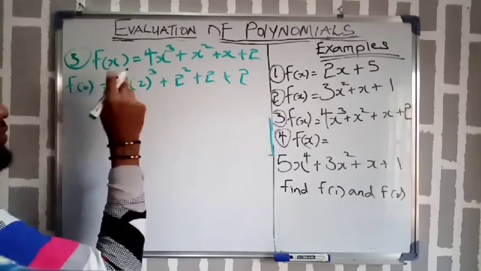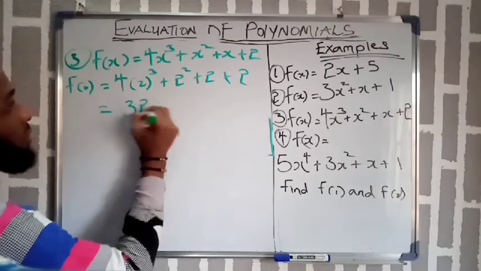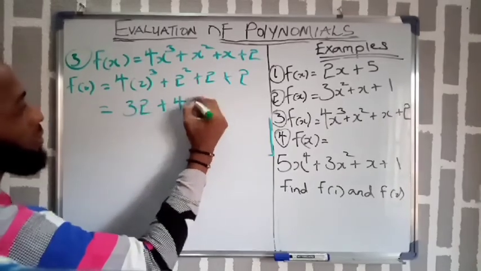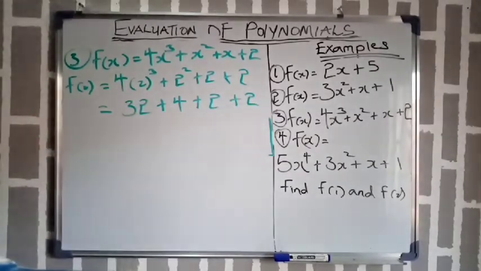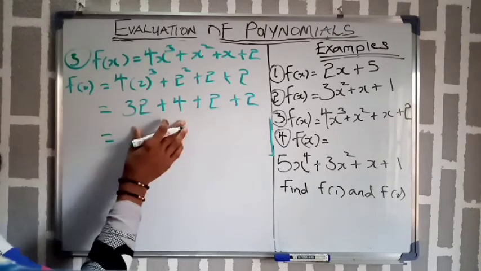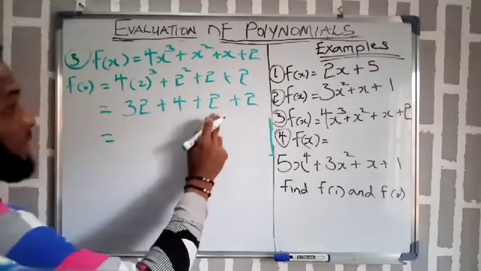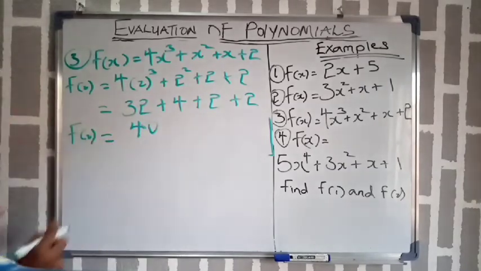This becomes 8 times 4, that's 32, plus 4, plus 2, plus 2. 32 plus 4, that's 36. 36 plus 2, 38, plus 2, that's 40. That's f of 2 is 40.